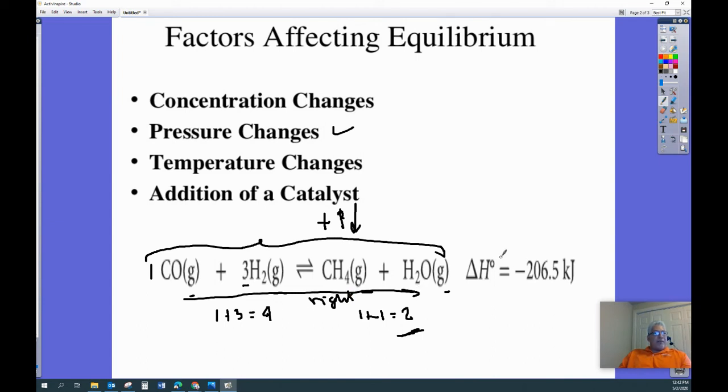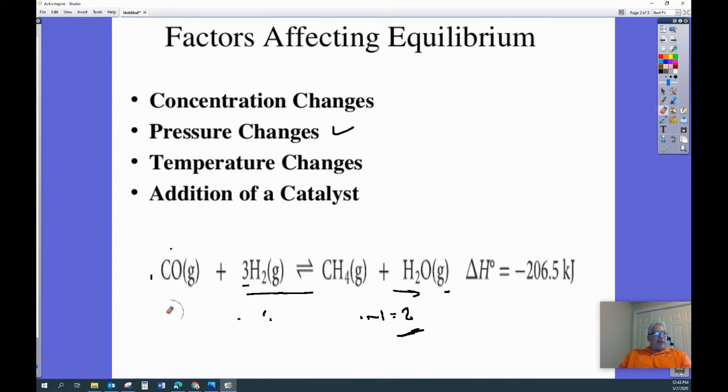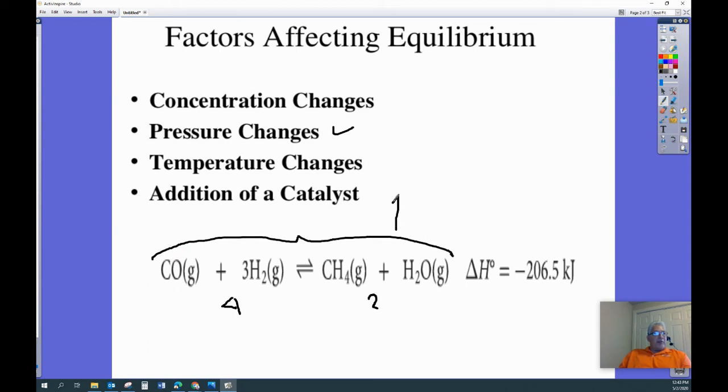And then if we decrease the pressure, let me get my eraser. If we decrease the pressure, what is going to happen? Again, we have 2 moles here and 4 moles here. If we take the whole system and decrease the pressure, the equilibrium will try to increase the pressure by going to the left, because on the left we have a greater number of moles. That is the way pressure will affect the equilibrium.